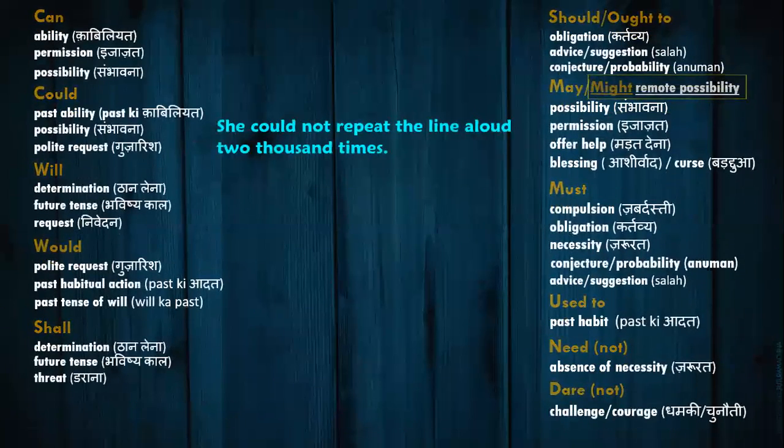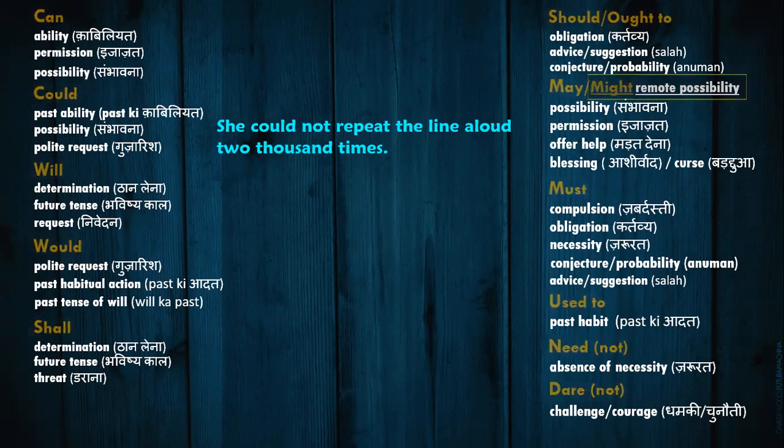Now, whatever you can see in the white are all the functions: ability, permission, possibility, past ability, possibility again, polite request, and so on. So in this manner, we have every possible function for every possible modal auxiliary. It all depends on the sentence, which function it plays. So let's take an example.